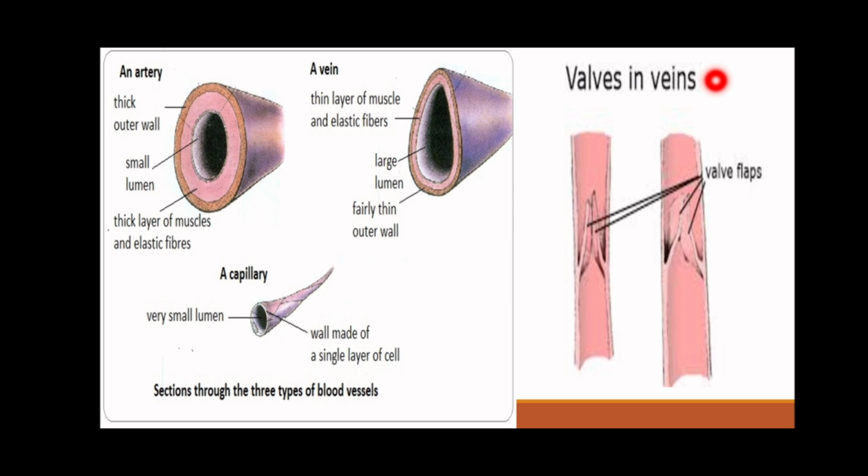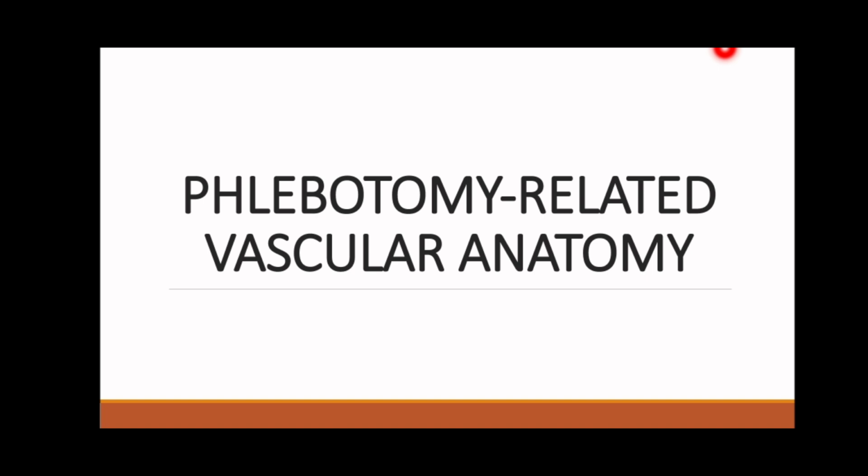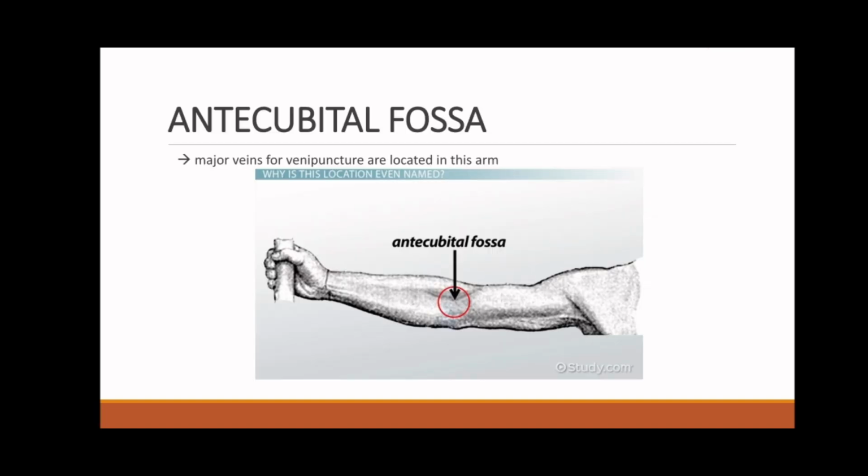The presence of valves within veins is a major structural difference between arteries and veins. Phlebotomy related vascular anatomy: the major veins for venipuncture are located in the arm in what is referred to as the antecubital fossa. This is the area of the arm that is anterior to, that means in front of, and below the bend of the elbow.